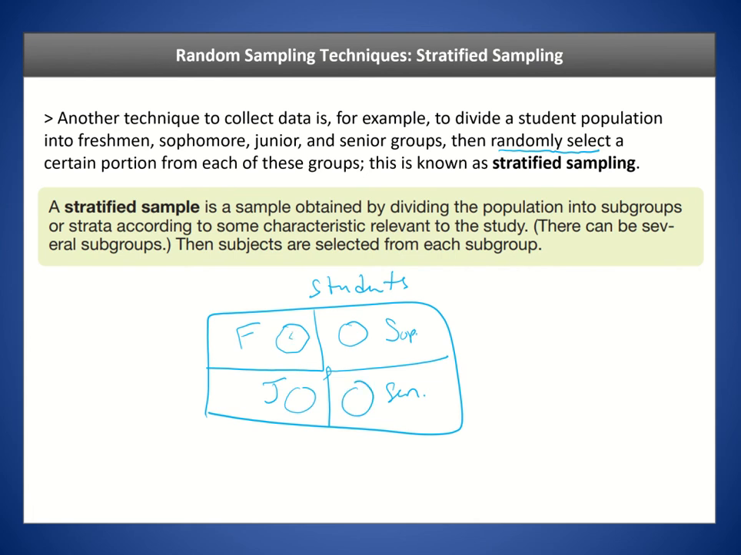And so we take 5 freshmen, 5 sophomores, 5 juniors, 5 seniors, and we do this randomly, right? I randomly choose 5 people. So there's still an element of randomness to this study.